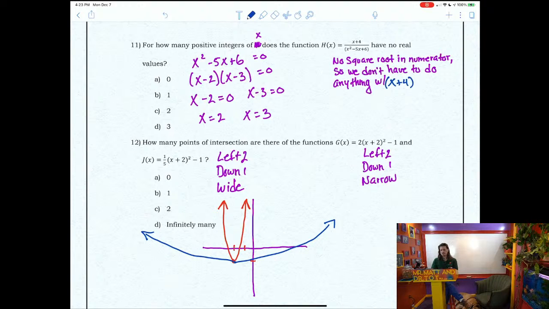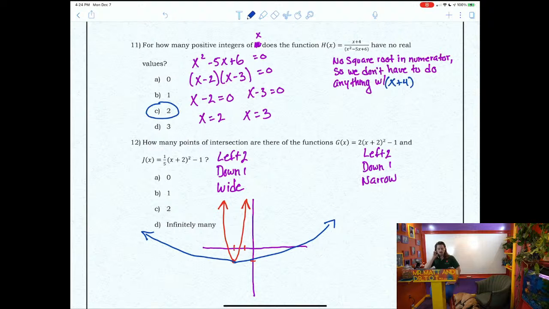So there's nothing we need to do with the numerator, but in the denominator, any input that creates a 0 overall will be a problem because we are not allowed to divide by 0. So factoring x squared minus 5x plus 6, we're going to get x minus 2 times x minus 3. So we have factors of positive 2 and positive 3, so that means that there are 2 positive integers of x that will produce non-real values for the function h of x. So that's answer selection C.